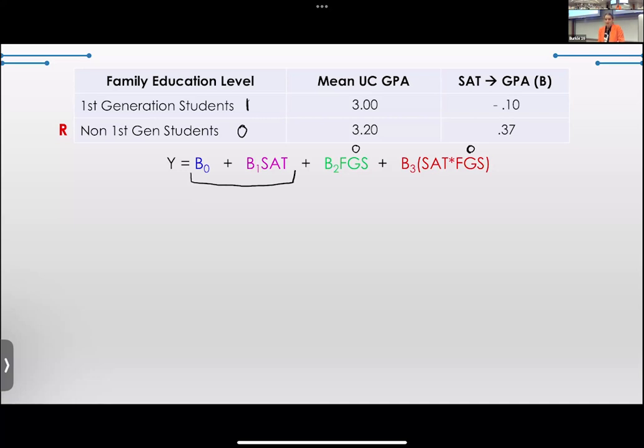When SAT was average. And what would B1 be? The slope between SAT and GPA for who? For who? For the reference group, non-first gen. Do we have both of those pieces of information? Yes. So we have the first part of the equation. Y equals 3.20 plus 0.37 SAT, right? Because this is what it would look like if we plugged in a 0 for FGS, signaling the non-first gen group. Now, we have to figure out B2 and B3.